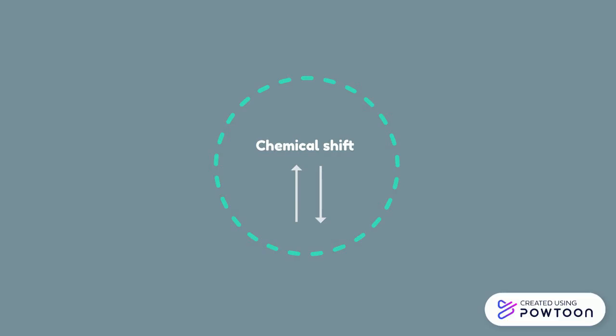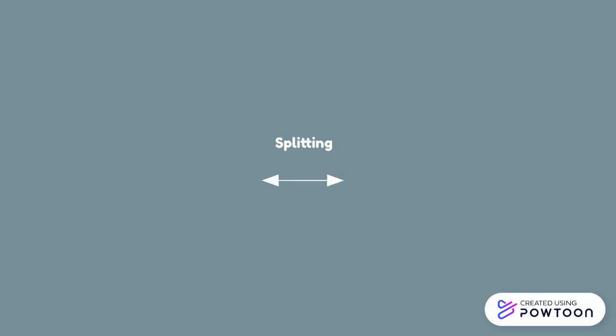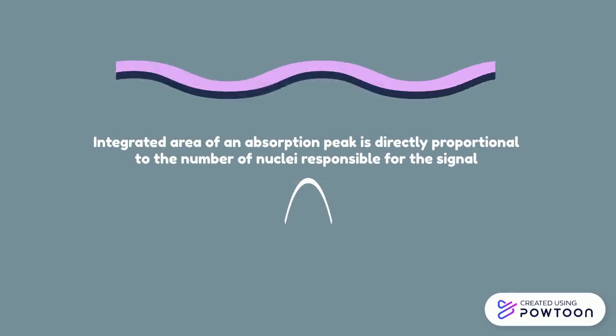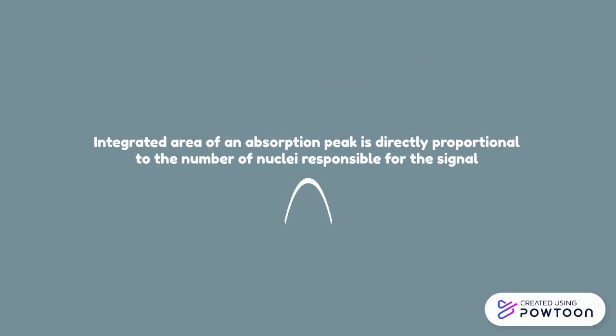The splitting means the division of a given signal into many peaks as a result of interaction between different nuclei. And the integrated area of an absorption peak is directly proportional to the number of nuclei responsible for the signal. This provides a quantitative analysis method.